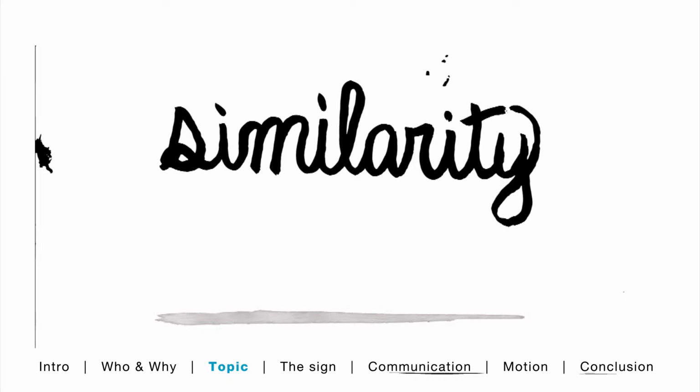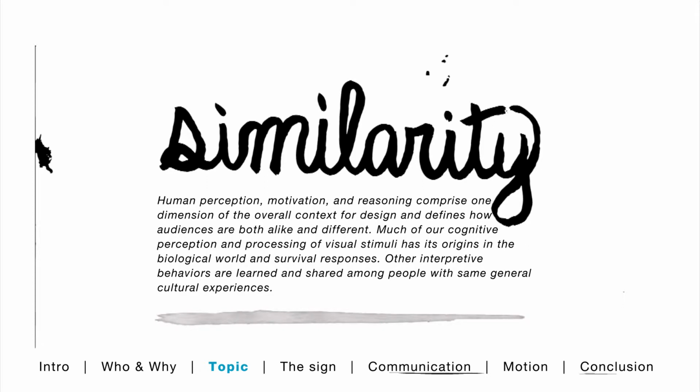In her book, Graphic Design Theory, Graphic Design in Context, Meredith Davis discusses this notion of similarity as cognitive context for design and how we are alike. She states that human perception, motivation, and reasoning comprise one dimension of the overall context for design and defines how audiences are both alike and different. Much of our cognitive perception and processing of visual stimuli has its origins in the biological world and survival responses. Other interpretive behaviors are learned and shared among people with the same general cultural experiences.